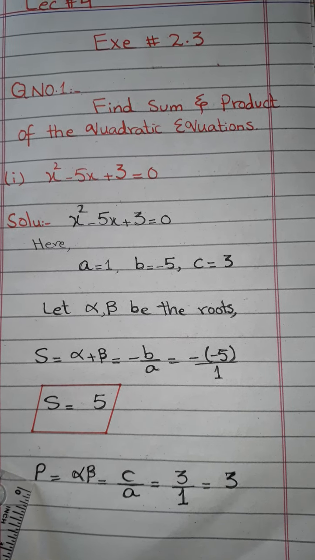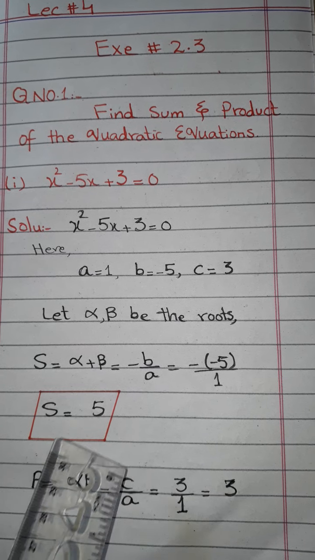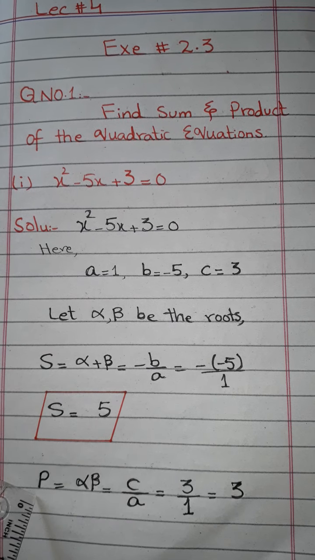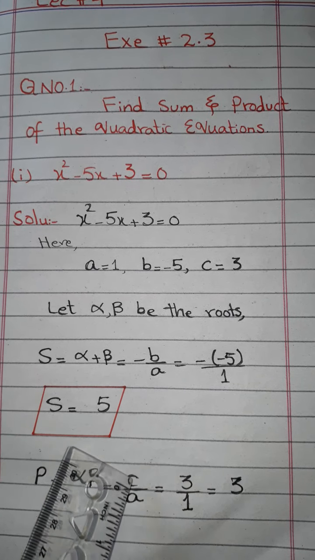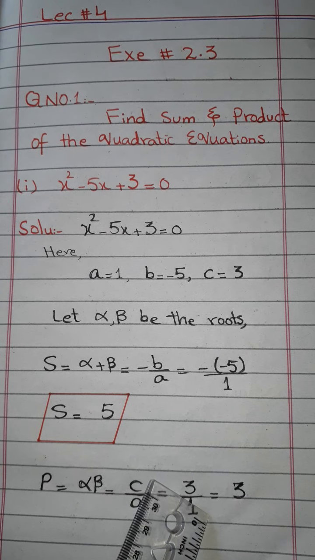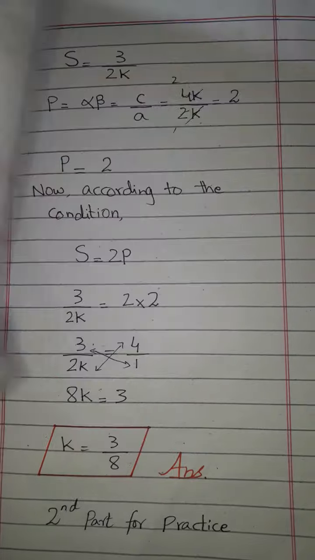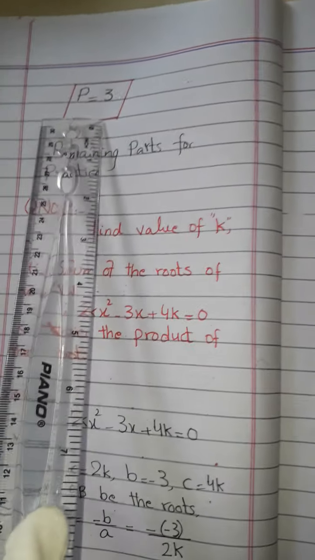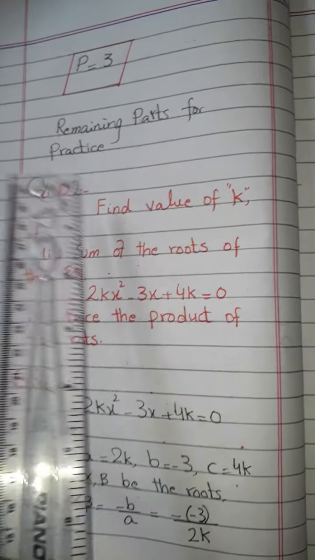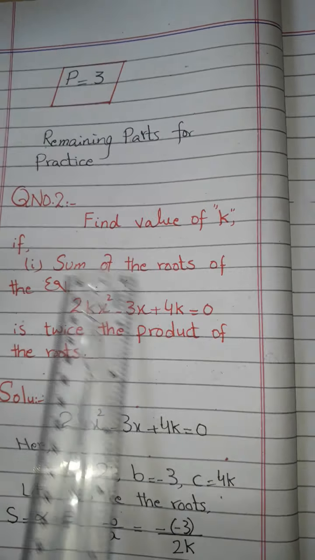Now product P, alpha beta, which is equal to c by a. It's the formula of product. C by a, put the values of c and a, that is 3. So P is 3. Remaining parts for practice.